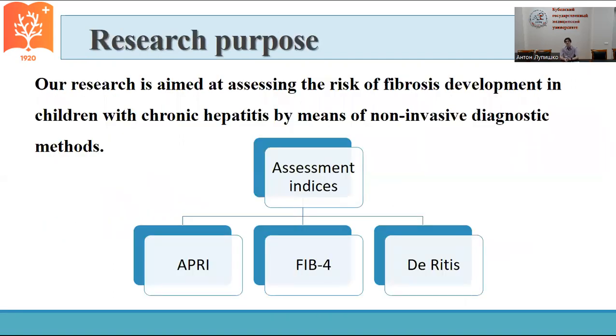Let's talk about our research purpose. Our research is aimed at assessing the risk of fibrosis development in children with chronic hepatitis by means of non-invasive diagnostic methods. In our research, we used assessment indices. So there are the APRI index, the Fibrosis-4 index, and especially the De Ritis ratio.